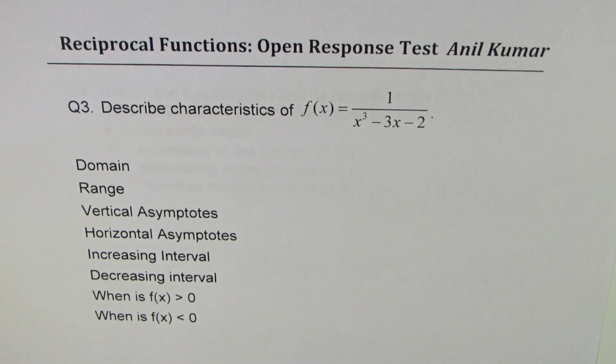Question number 3 is actually related to question number 2. Once you sketch the graph of the function, you need to describe its characteristics. Mainly domain, range, vertical asymptotes, horizontal asymptotes, increasing interval, decreasing interval, and when is the function positive or negative.